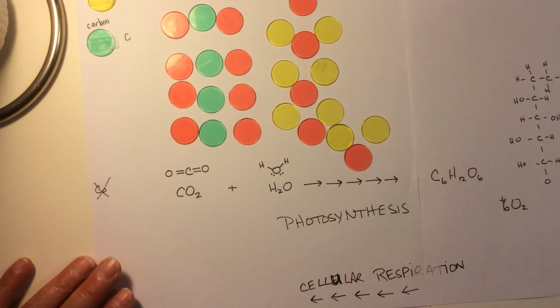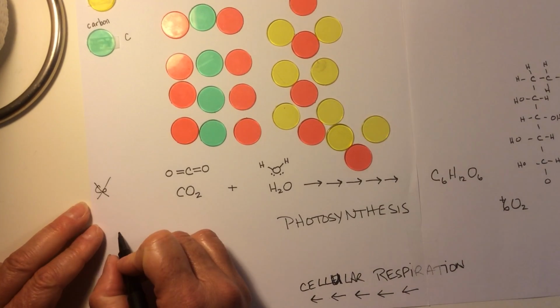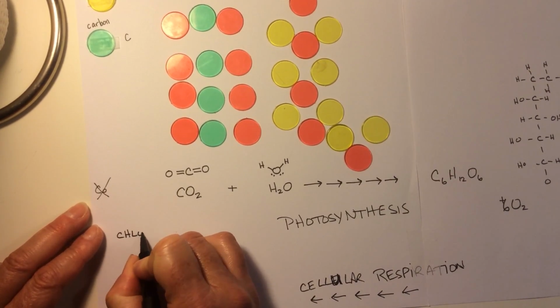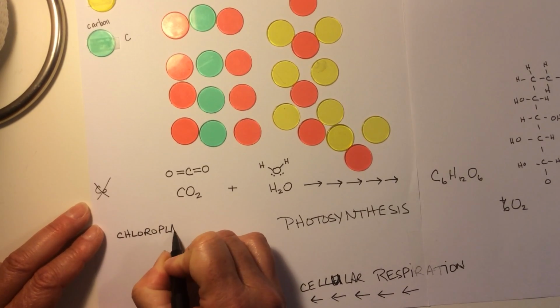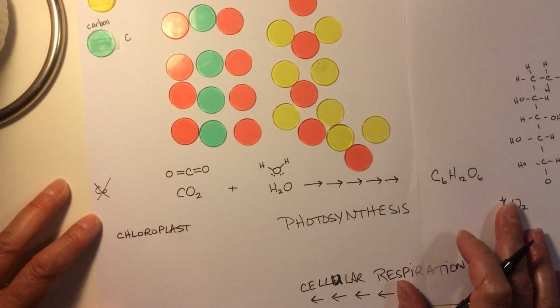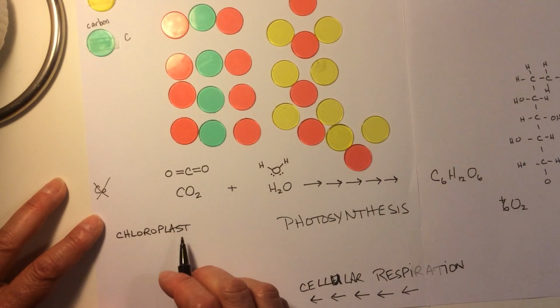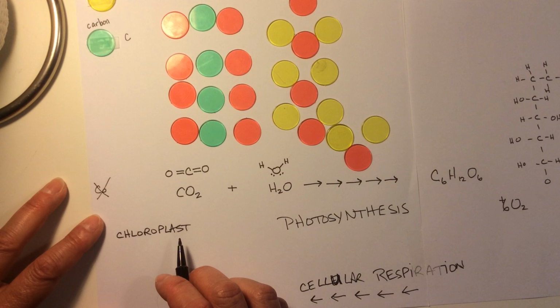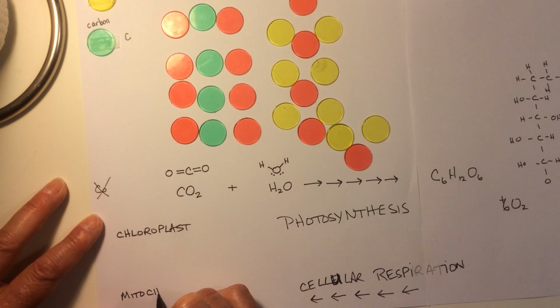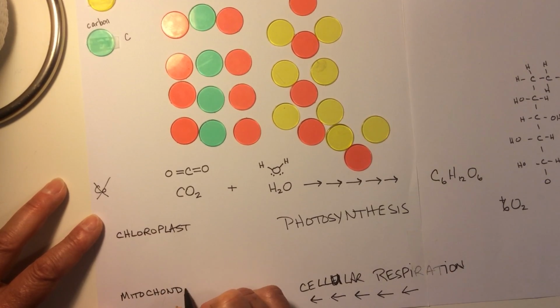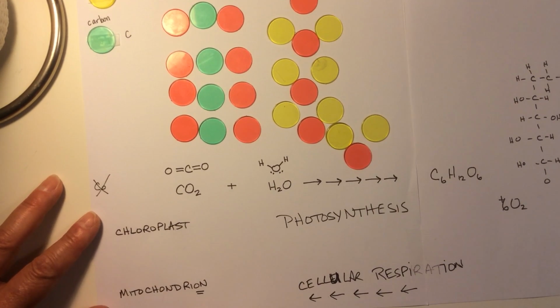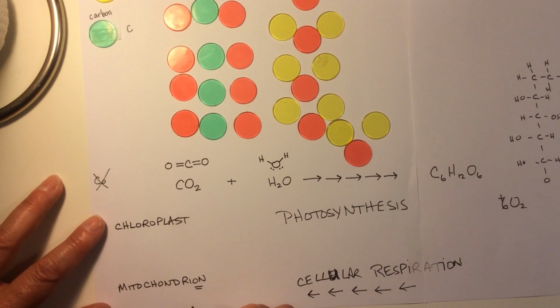Last thing, photosynthesis, where does this happen? Chloroplast. This is a structure that is in plants and some algae. That's a green organelle in the cell. And then cellular respiration happens in mitochondrion. If I have one, mitochondrion, one. If I have multiple, then I would have mitochondria.